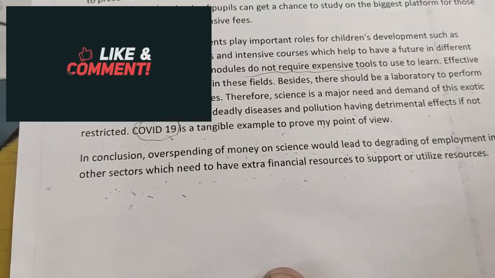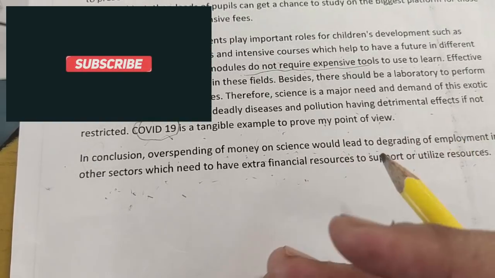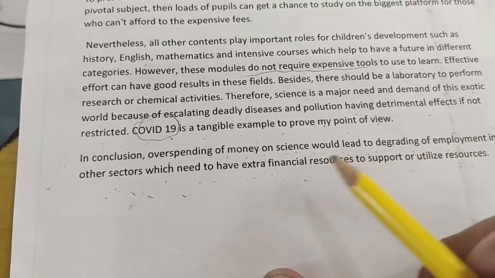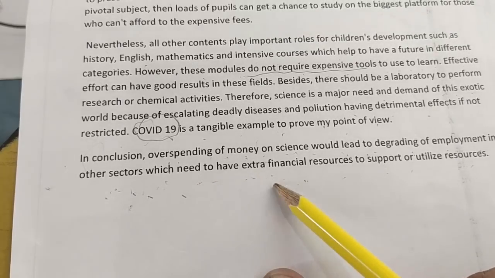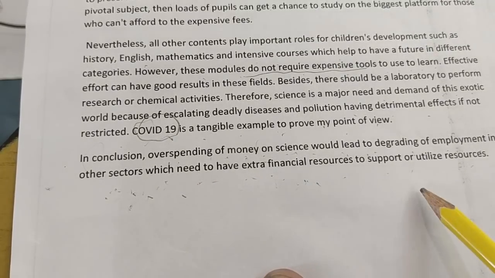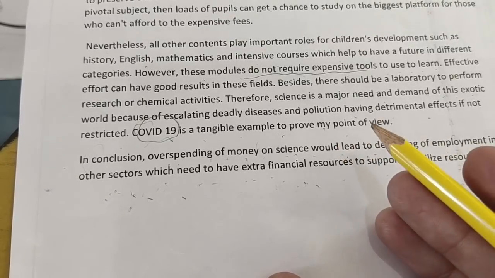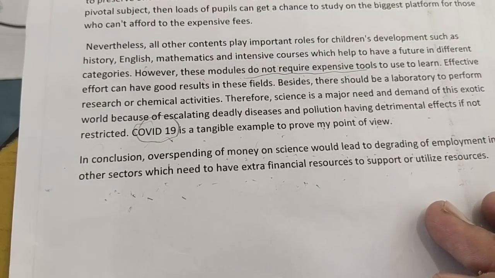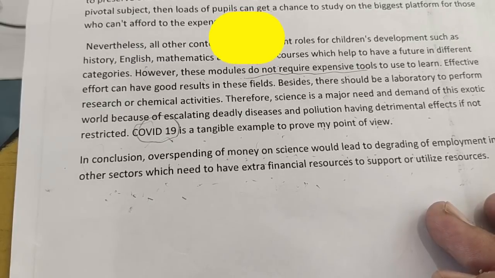Other sectors would have less seats or requirements or fewer positions in fields. But science needs extra financial resources to support or utilize these resources. This is how they can help people get proper education, so they can stay safe at home, look at their surroundings, get to know everything, and get first aid if there is an accident or something like that.